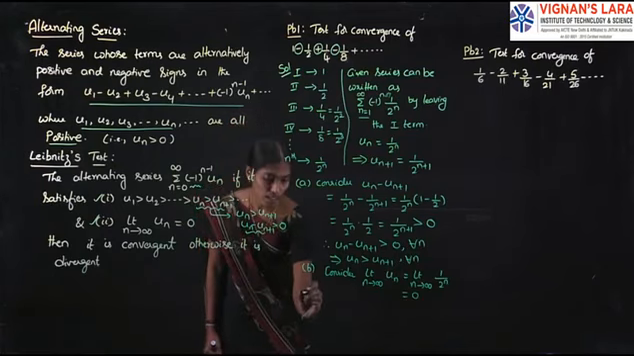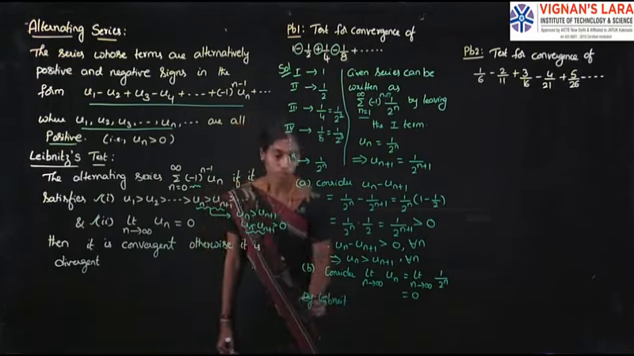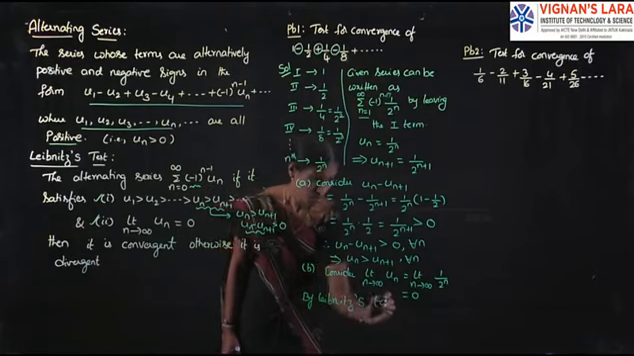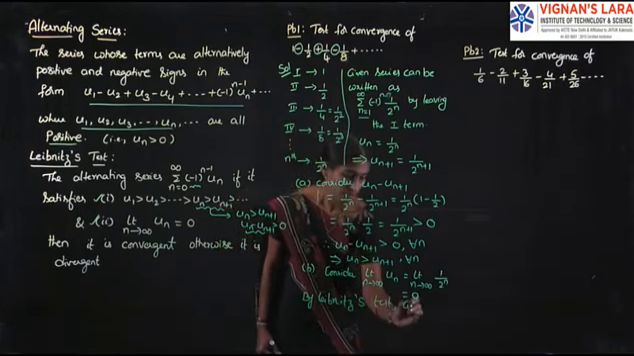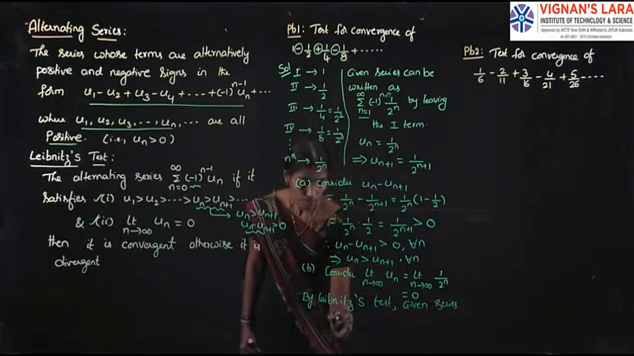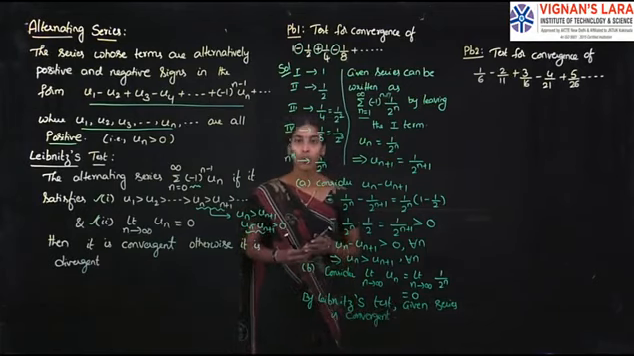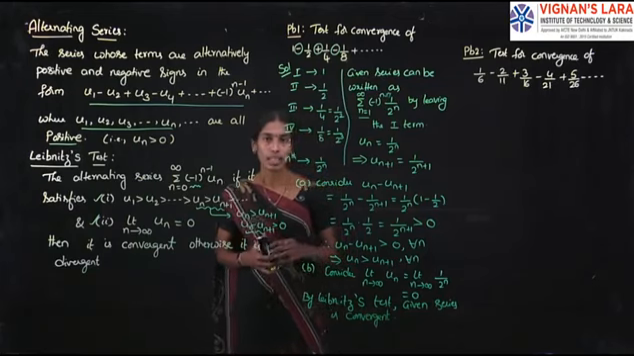Therefore, by Leibniz test, the given series is convergent. Okay. But this is the way how to check the nature of the alternating series. Now we will see the second problem.